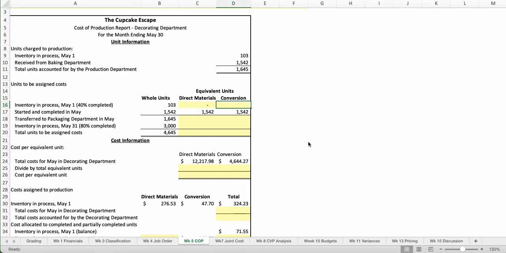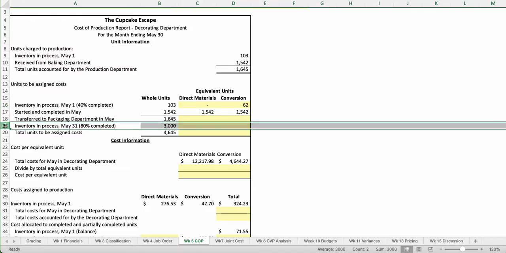Now I need to calculate the conversion costs. And this tells us that on May 1st, 40% of this batch was complete. That means I have to calculate the equivalent units for the other 60%. So I'm just going to multiply my whole units by 60%. And that tells me that I have 62 equivalent units for my conversion.